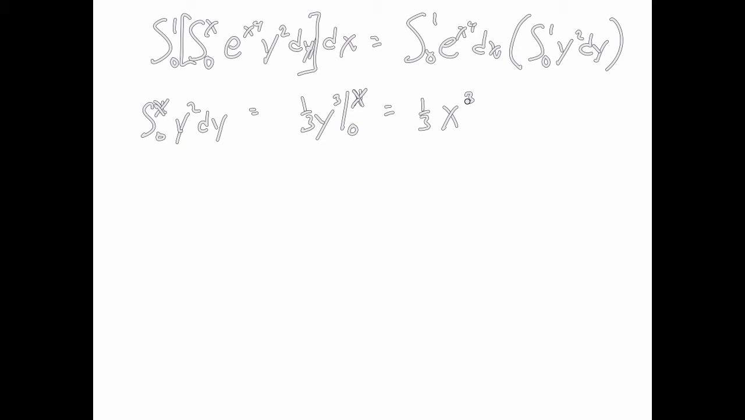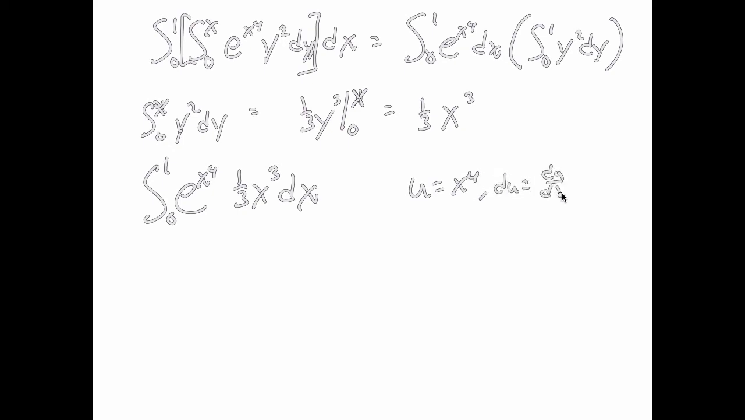Now, we can plug that back in here, and the big integral is from 0 to 1 of e to the x to the fourth times 1/3 x cubed dx. Now note you have an x cubed at front, so you actually can use substitution. So let's set u equal to x to the fourth. That implies du/dx equals 4x cubed, so dx equals 1 over 4x cubed du.